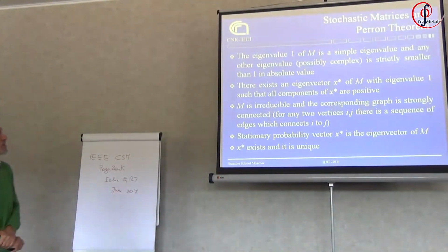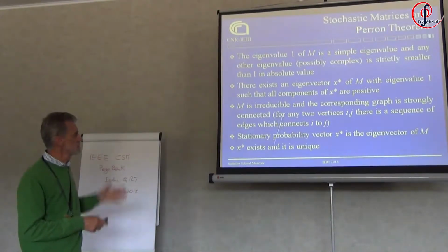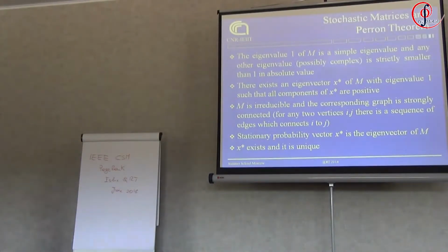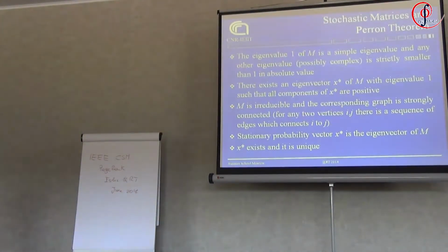Well, just a couple of comments on Perron theorem. This is Perron theorem because we are dealing with matrices which are positive. There is another theorem which is Perron-Frobenius, which deals with matrices which are non-negative. So for stochastic matrices, just a couple of observations. The eigenvalue 1 of M is a simple eigenvalue, and any other eigenvalue, possibly complex, is strictly smaller than 1 in absolute value. There exists an eigenvector x star of M with eigenvalue 1, such that all the components of x star are positive. And M is an irreducible matrix, and the corresponding graph is strongly connected.